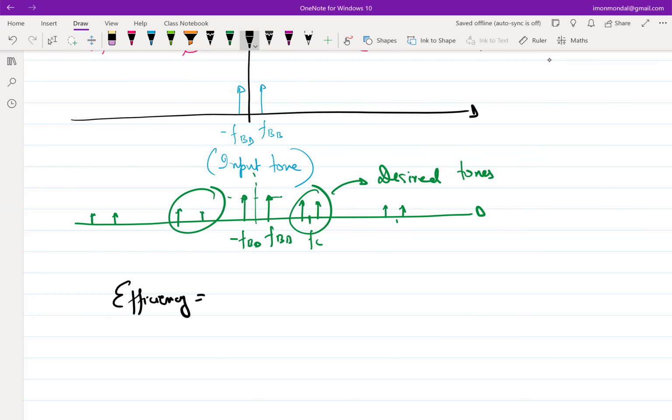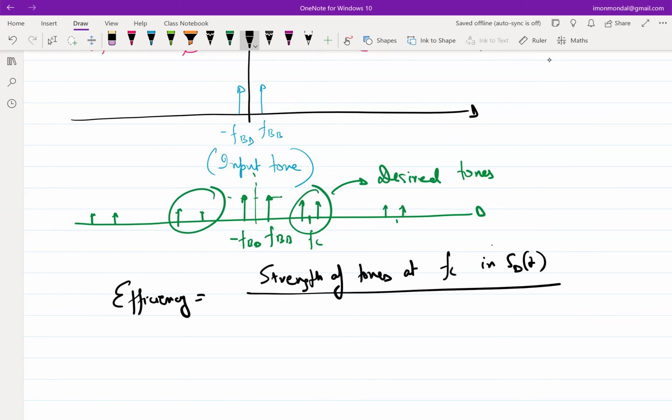is strength of tones at FC in SD of t divided by strength of all tones in SD of t. Fine.